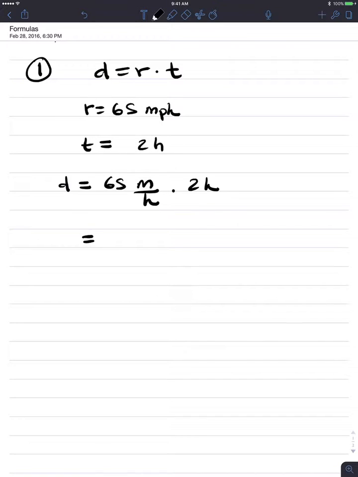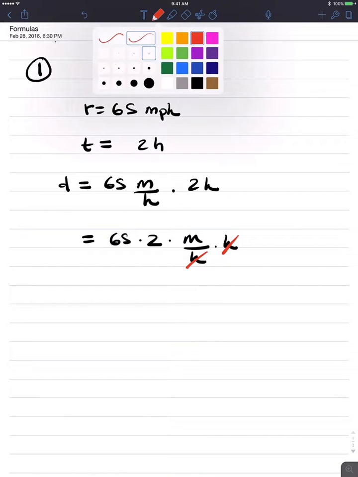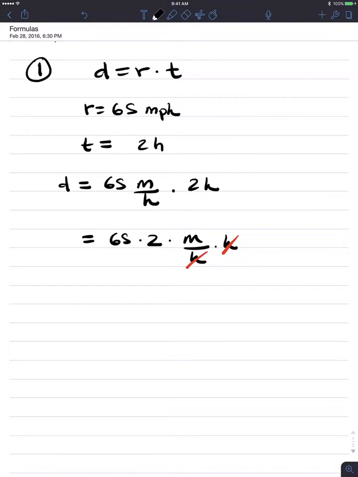If we rearrange the terms, I get 65 times 2. My units are miles per hour times the hour. We notice that the units will cancel because I have hours in the numerator and hours in the denominator. And the values here become 65 times 2.